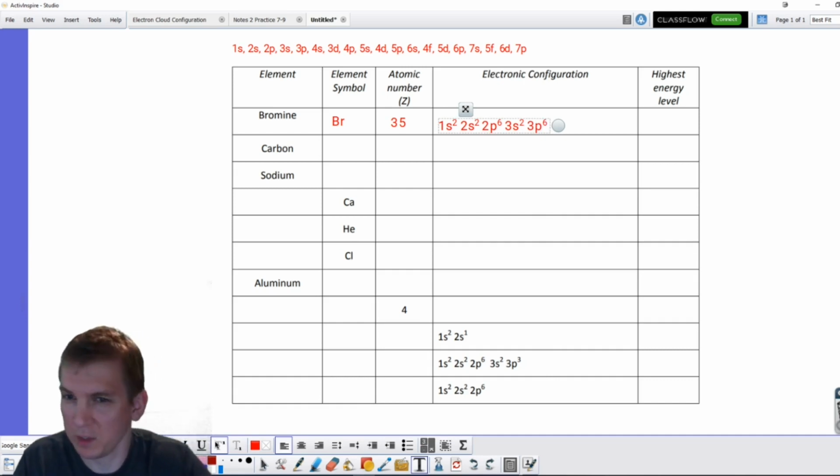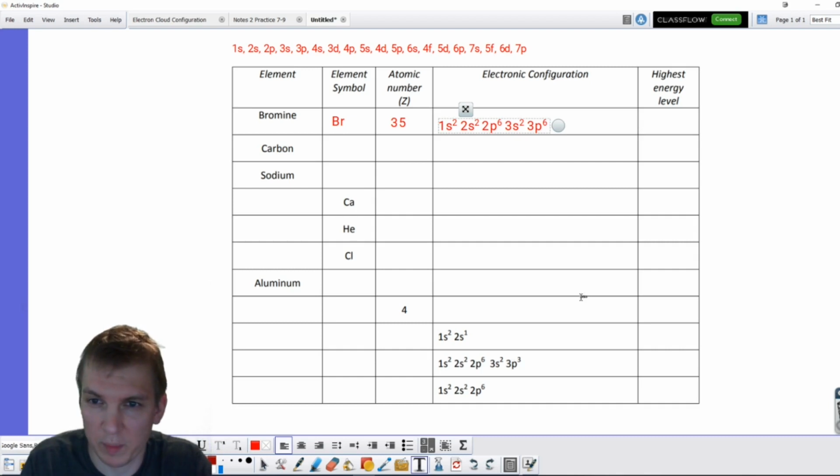And I'm going to just pause here, and it's good to pause every now and then and just remember how many we have and how many we need to get to. So we have 2, 4, 10, 12, 18. So I have a little ways to go. Then I have 4s2. You could also count along the way. So now we're at 20. Next is 3d10. So now we're at 30.